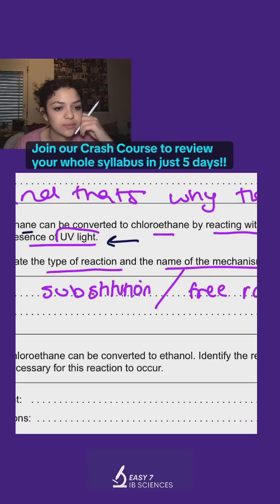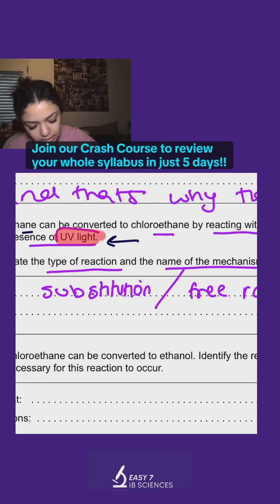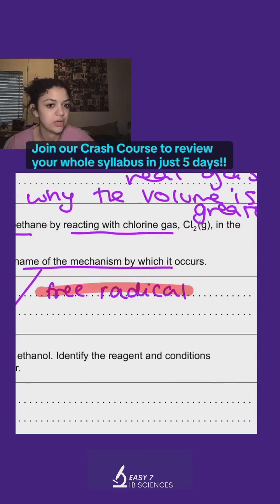Would SN2 reaction mechanism work? No, it would not. Remember, guys, the hint here is that it's a UV light. And with UV light, your only possible reaction to occur is a free radical substitution according to your syllabus. So whenever you see UV light, scribble down free radical substitution. That's the only ever case you're going to have UV light.